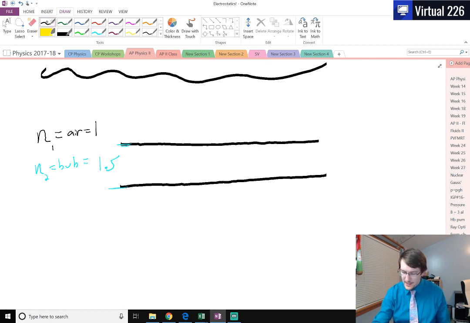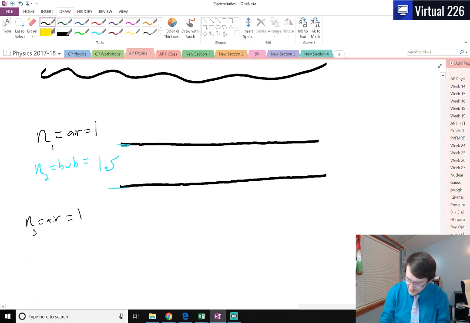Okay? And then once you go through the bubble film, you get to the inside of the bubble, and trapped on the inside of the bubble, we'll call this N3. It is air. Its index of refraction just equals 1.